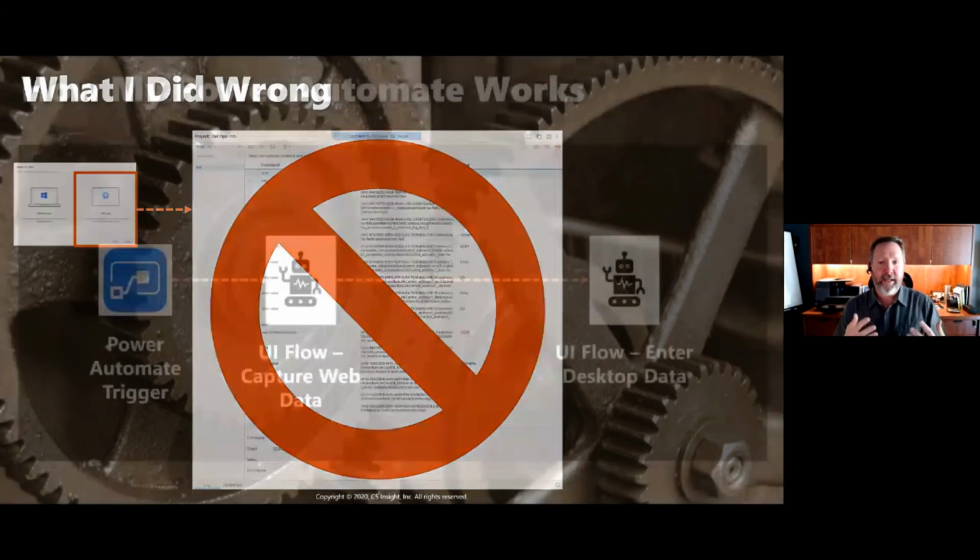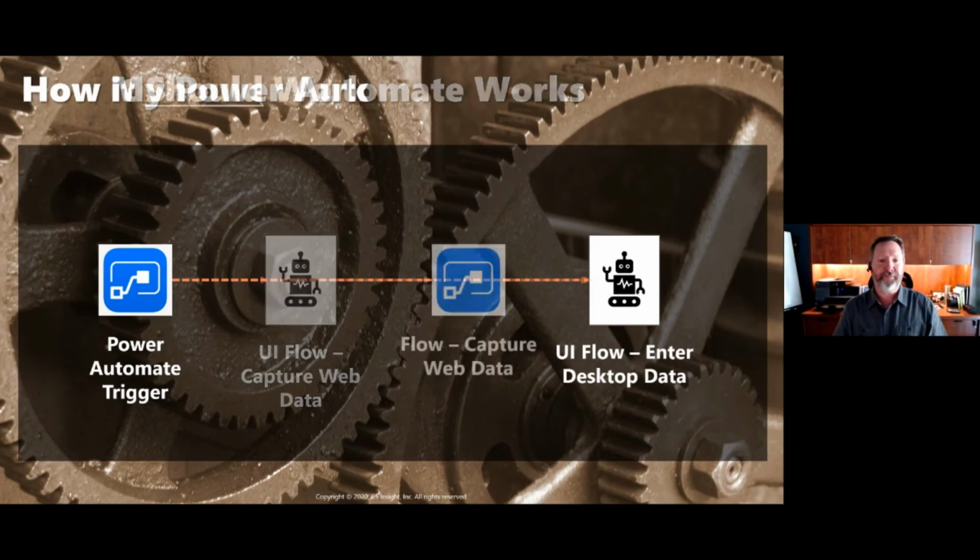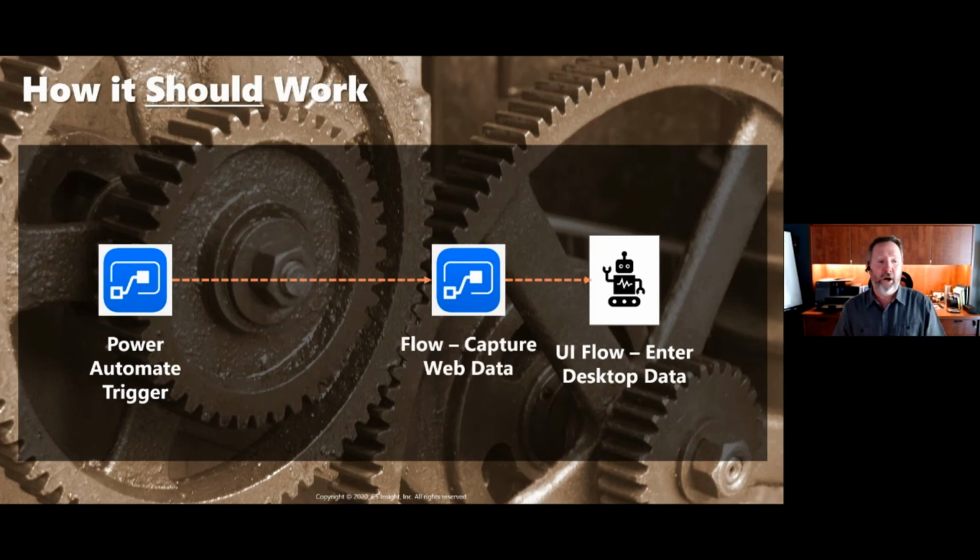So how does that conceptually look a little bit different? Here's what we walked through just a couple of minutes ago. We had a Power Automate trigger, it called a UI flow action, and called another UI flow action. But in reality, all I would do is have a Power Automate trigger that then does a regular Power Automate flow to capture data from that application because it has a connector to it already. And then it would finish by playing data back into that desktop application.